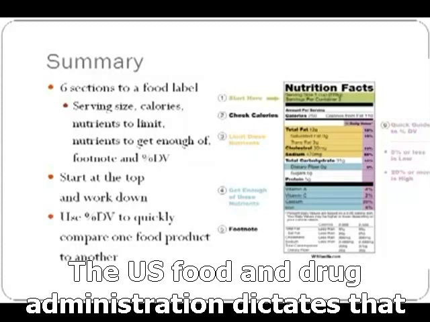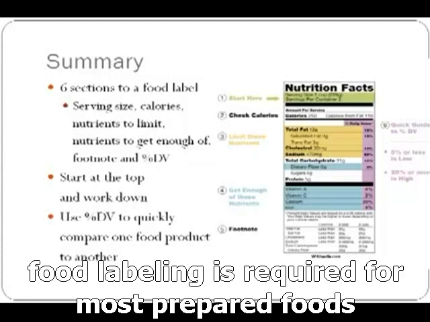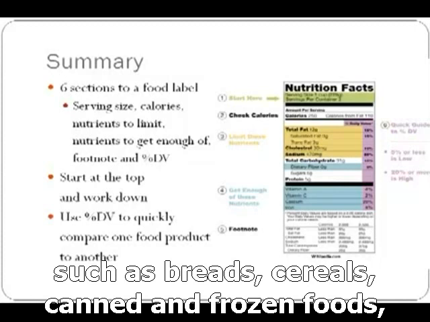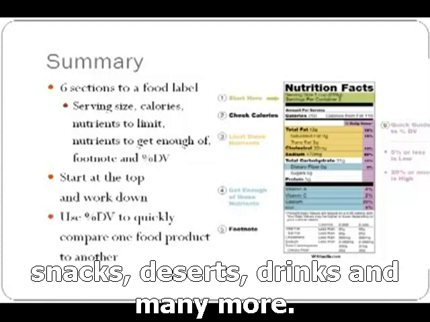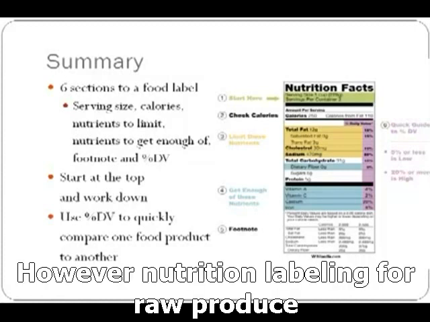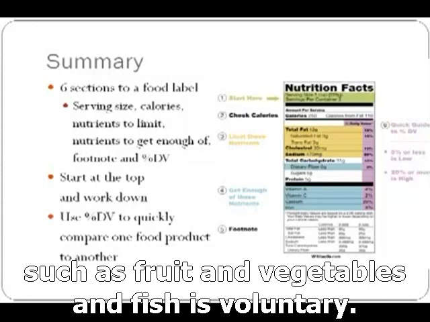The U.S. Food and Drug Administration dictates that food labeling is required for most prepared foods, such as breads, cereals, canned and frozen foods, snacks, desserts, drinks, and many more. However, nutrition labeling for raw produce, such as fruits and vegetables and fish, is voluntary.